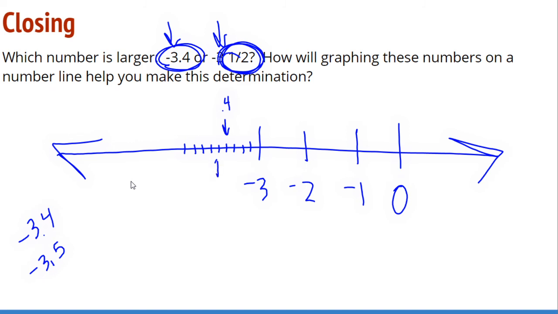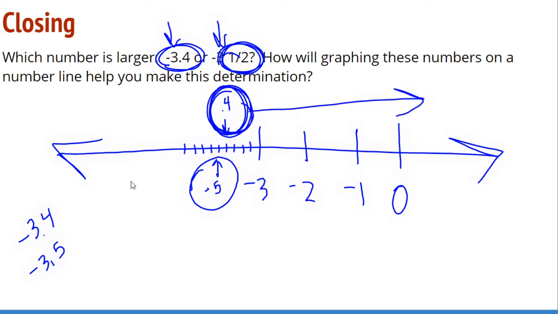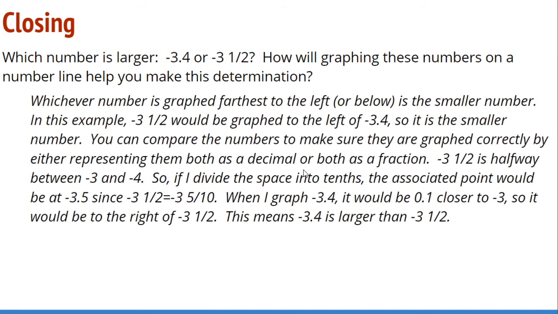And then this would be where -3 5/10 would be. So which one is farther left of 0? Well, that's the -3 5/10. So if we're asking which one is greater, we would be looking at the -3 4/10 because it's closer to the 0 heading this direction. This is farther to the left, therefore it is less. So whichever number is graphed farthest to the left is the smaller number.